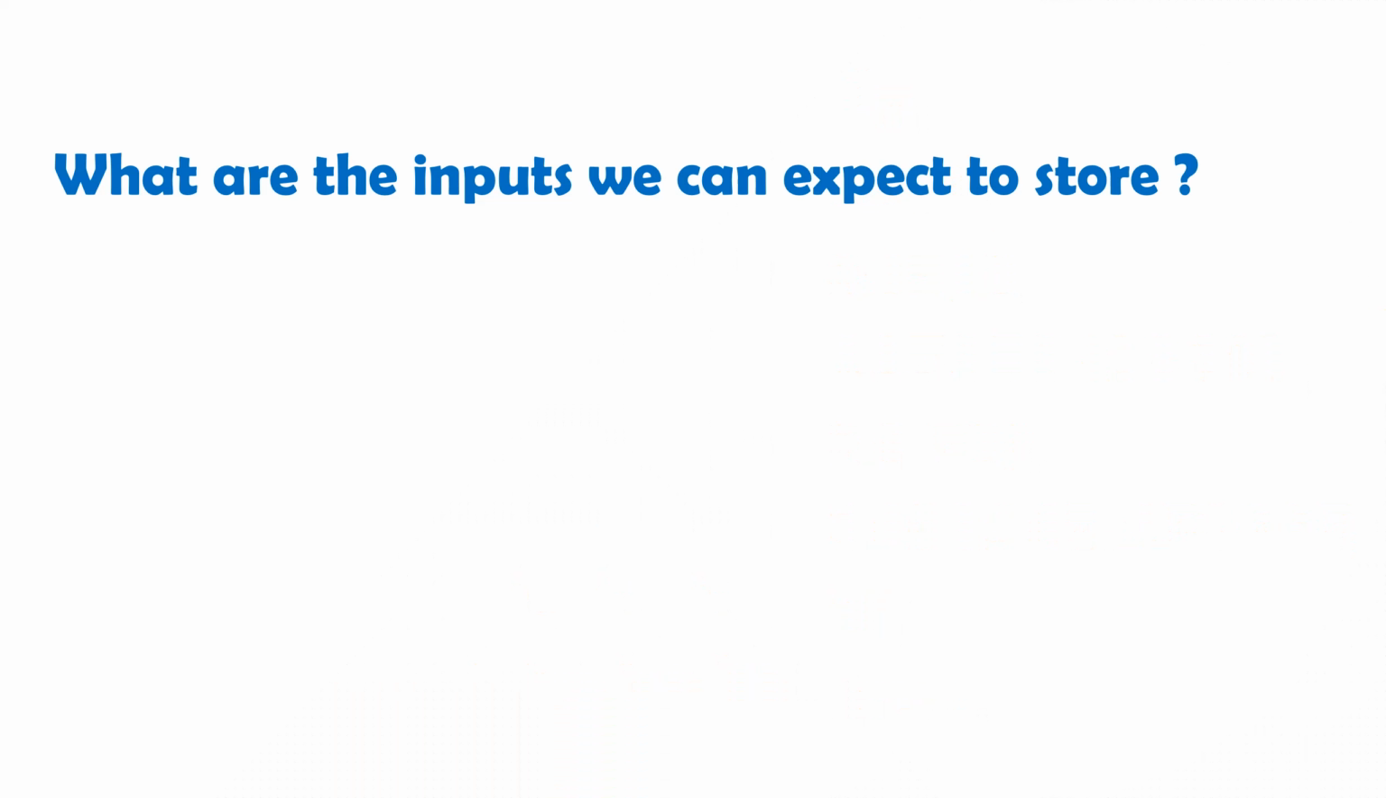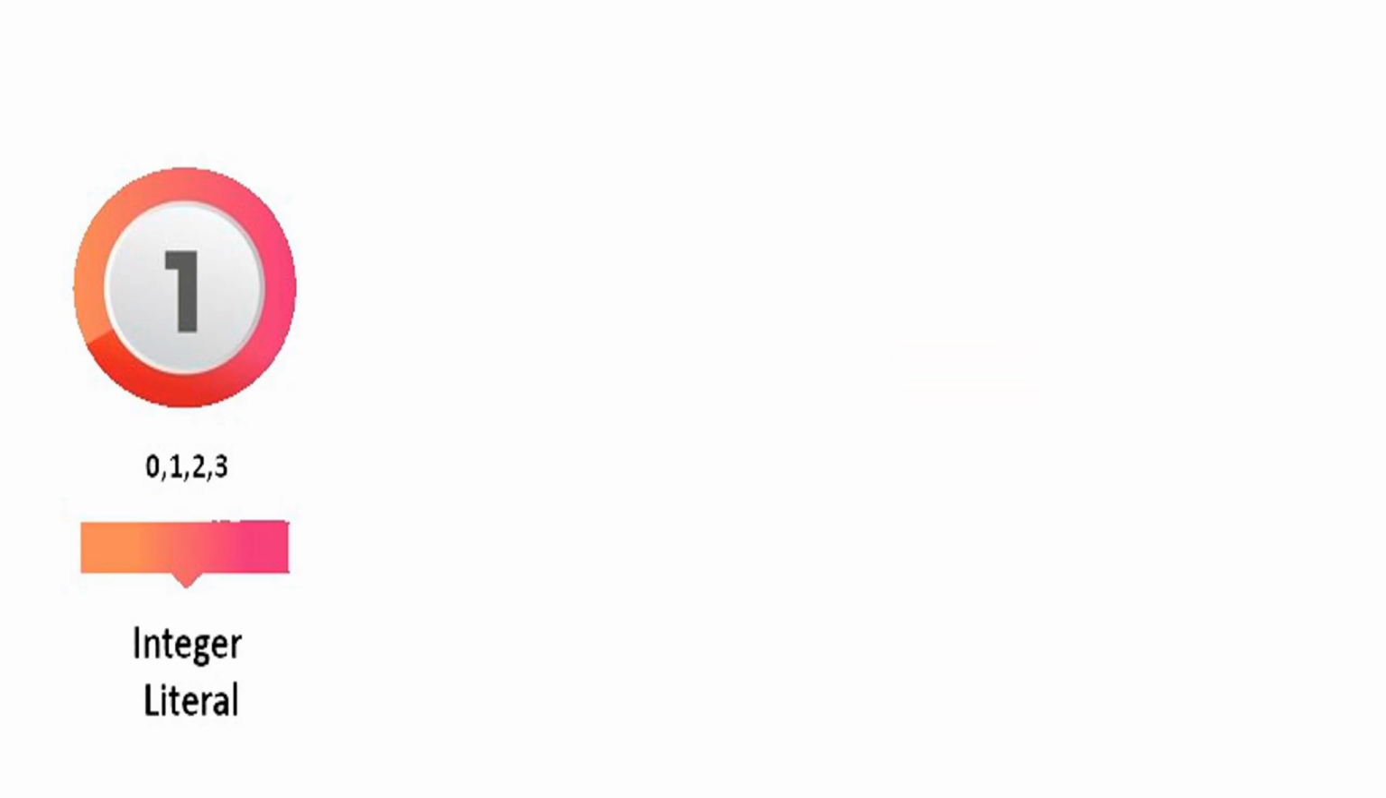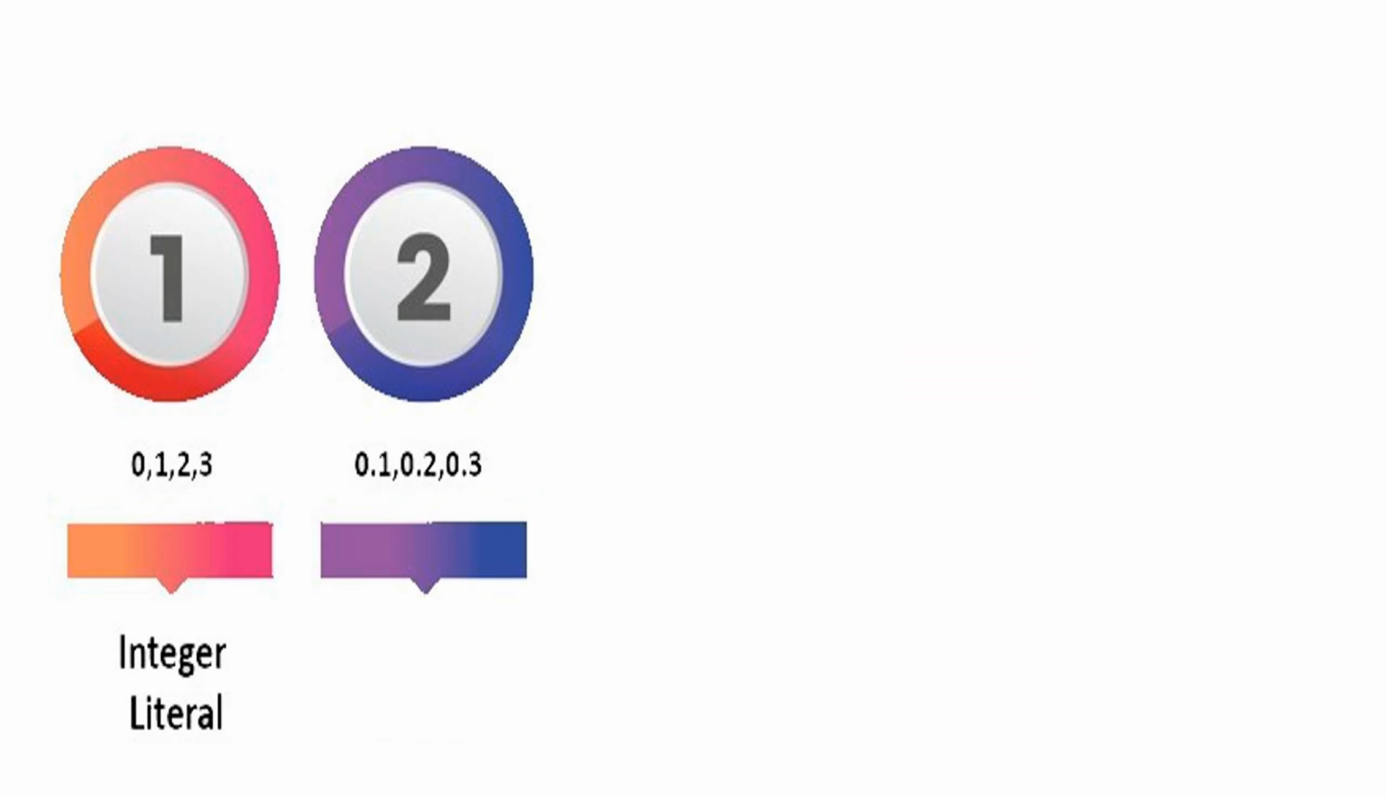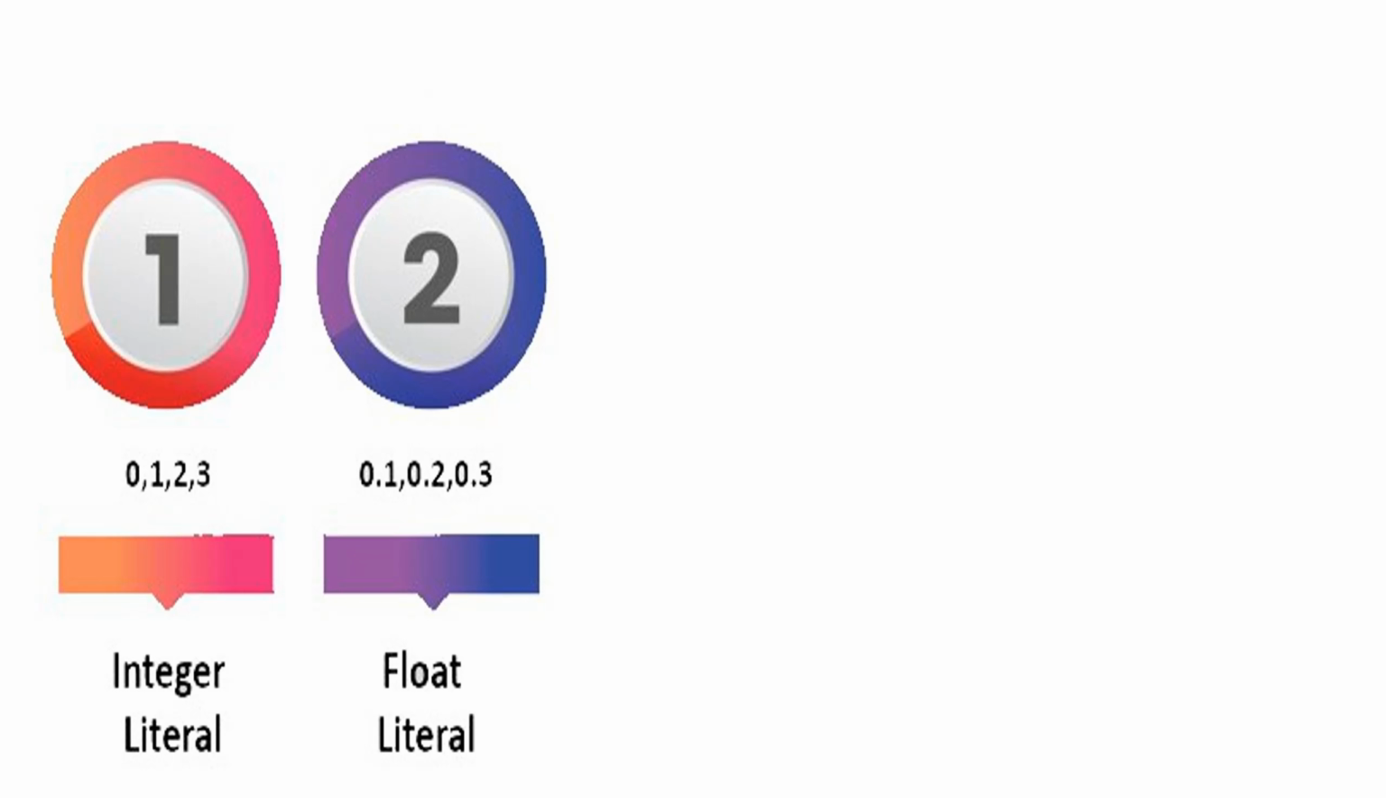What are all the inputs which we can expect to store? Let's assume we have a text box in which we are supposed to give different types of inputs to test it out. I'm giving a value of 23, which is an integer, so it falls under integer literal. Let's take another input, 23.501, which is a decimal number. So basically all decimal numbers fall under float literal.